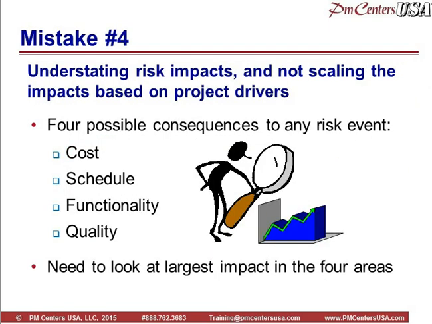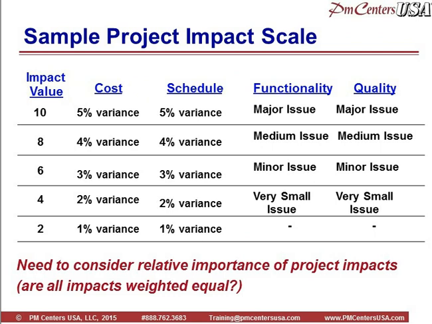Mistake number 4. Well, this one is all about understating the impacts of a risk or not looking at the impacts based on project drivers. Now, in reality, there's really 4 impacts to any risk event, up to 4. It could be a cost impact, a schedule impact, functionality, quality. And you need to look at the largest impact in all 4 areas. Now, the point is, not all projects have the same drivers. So when you look at a project risk, you've got to ask the question, what's the driver for the project? What's most important? Now what I'm showing here is a starting point. This one is looking at the 4 impacts, and it's pretty much weighing them the same.